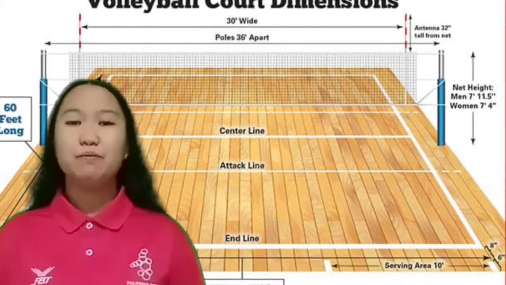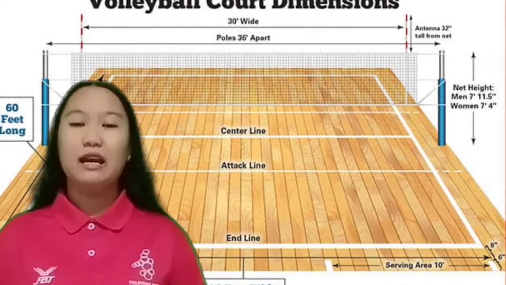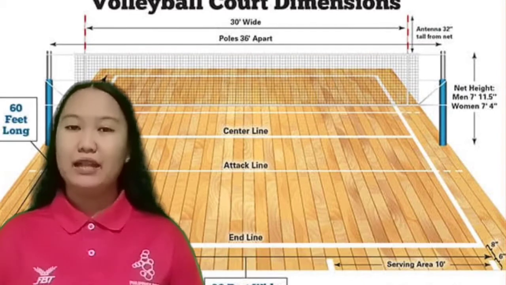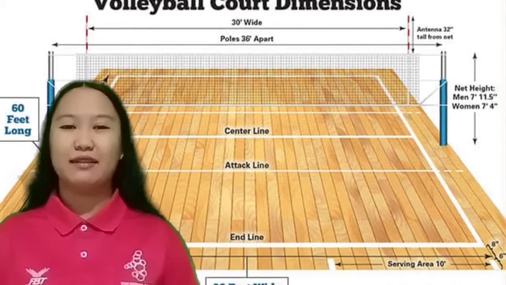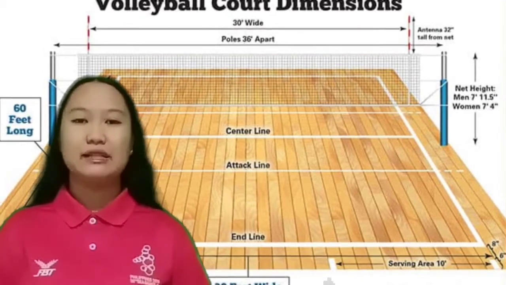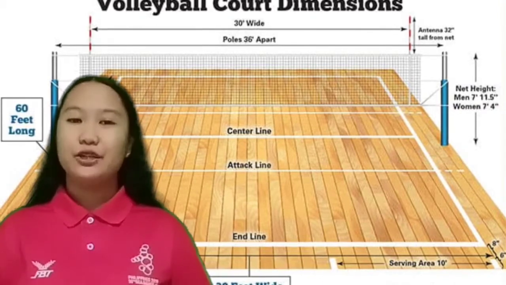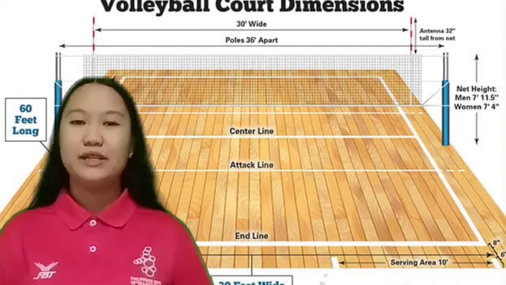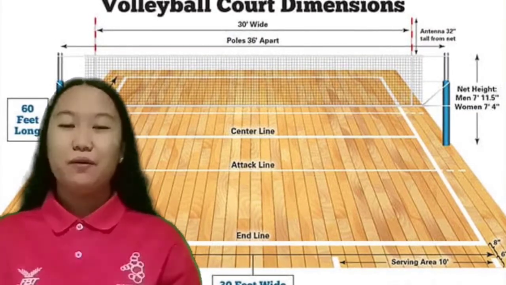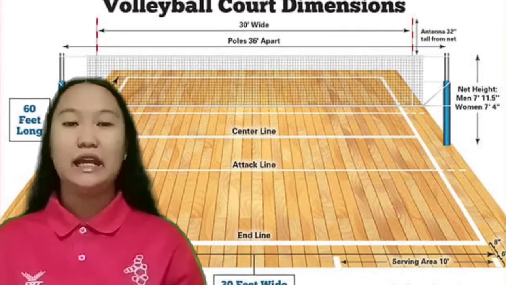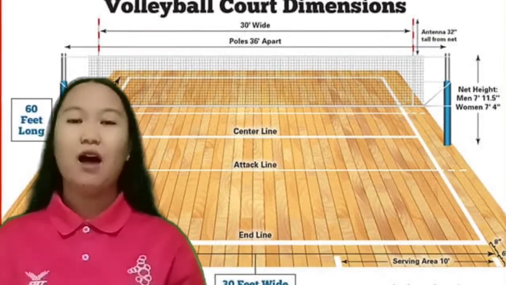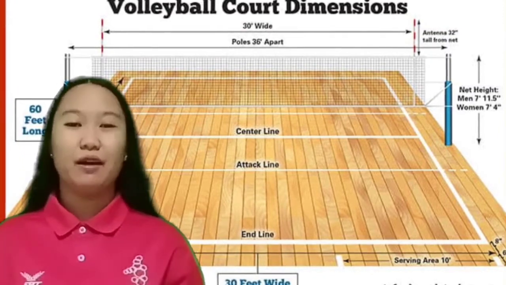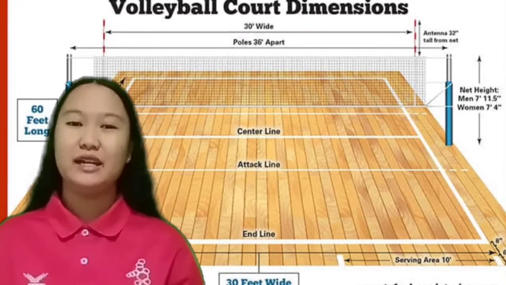The net is suspended directly over the center line at a height of 7 feet, 4 inches for women, and 8 feet for men. Next, we have the poles. Volleyball poles should be 36 feet apart and 3 feet away from the sideline. Now, we have the last one, which is the ceiling height. The minimum ceiling height should be 23 feet, but it is preferable to have a higher ceiling.